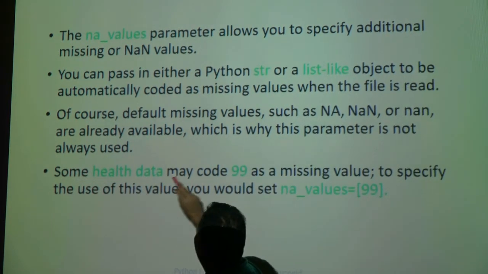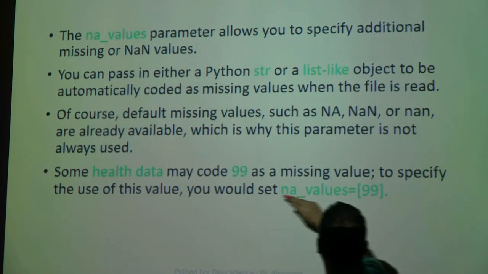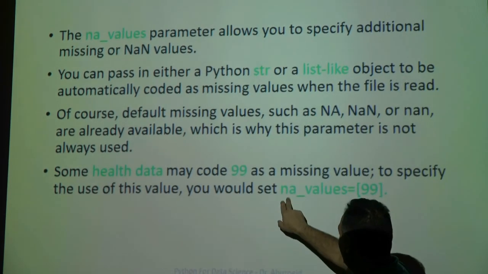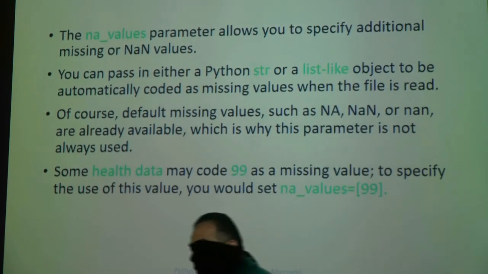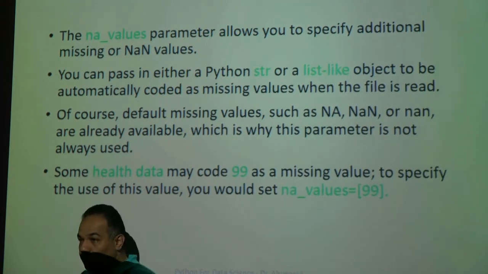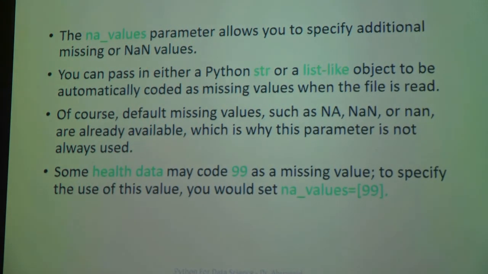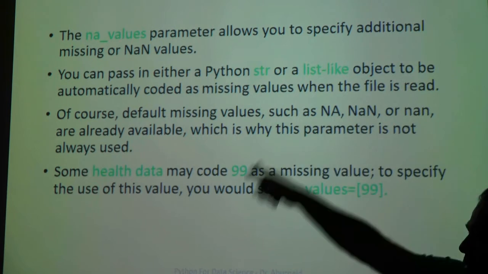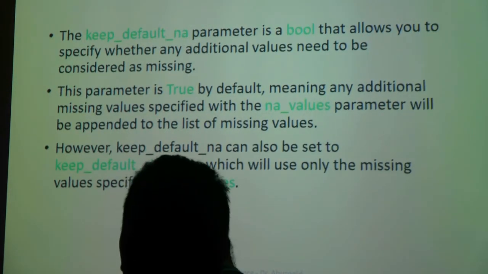Some health data may code 99 as a missing value. To specify the use of this value, here in NA_values you put 99. If there is another value, you can add another value to that list. You could pass it as a string or as a value. So that's the first one. Mostly that's the only parameter in the load you're going to use.